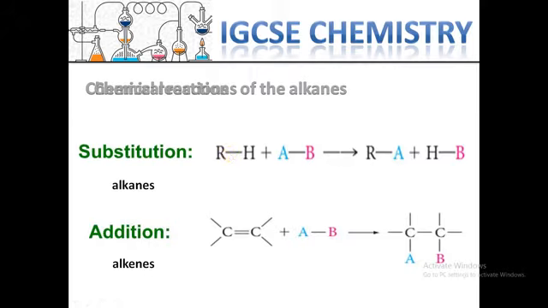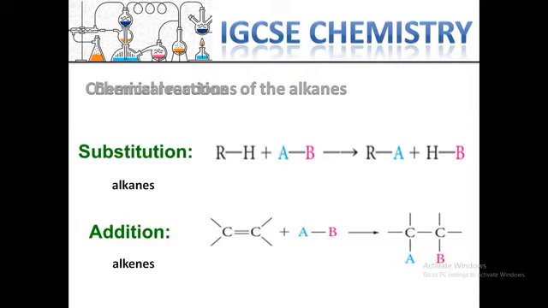That means there is a replacement. These two reactants, the parts of the reactants, can replace each other. But in addition, which happens in alkene compounds, there is no replacement. Just the second reactant, like here A, B, can add to the double bond. In alkene, we have a double bond. This is a very important part of the alkene structure.